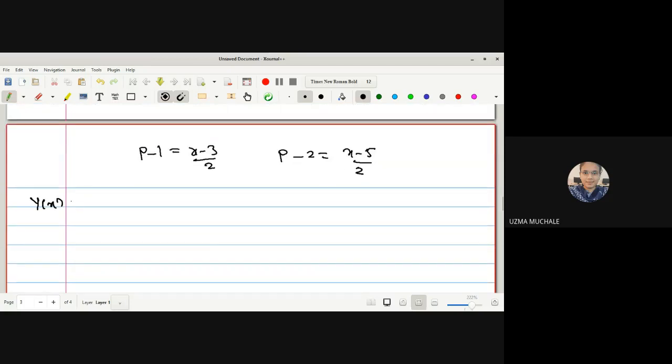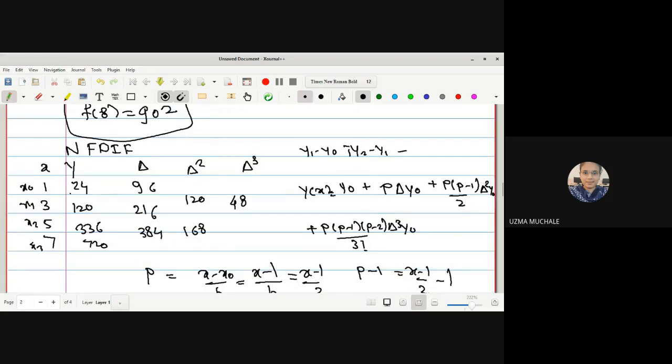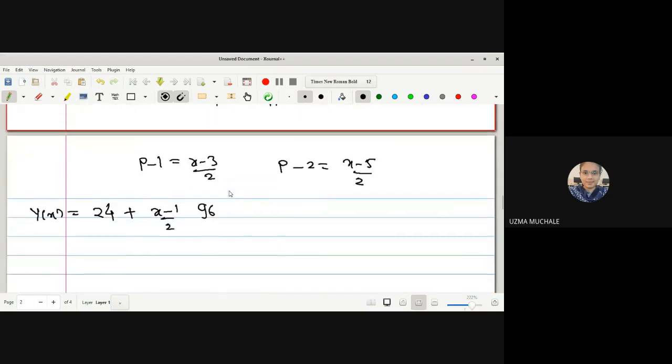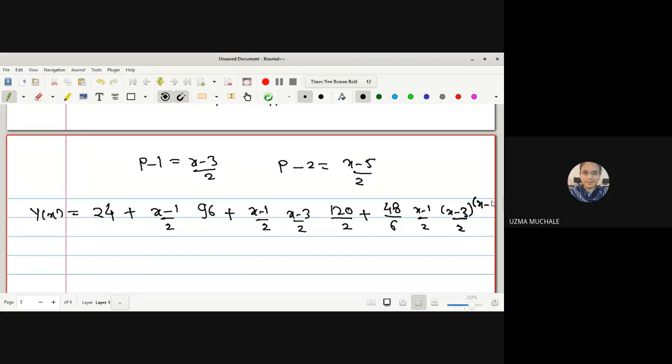Now let us find y of x. Y of x is y naught plus p into del y naught, that is x minus 1 divided by 2 into 96. In the forward difference formula, we use the initial values: del y naught is 96, del square y naught is 120, del cube y naught is 48. Plus the next term, p into p minus 1, that is x minus 1 divided by 2 into x minus 3 divided by 2, into 120 divided by 2 factorial, plus 48 divided by 6, since 3 factorial is 6, into x minus 1 divided by 2, x minus 3 divided by 2, x minus 5 divided by 2.